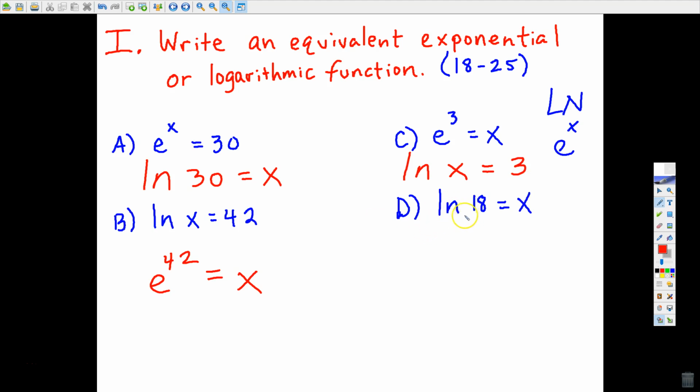Here's a natural log equation, so we need to write it in exponential form, but we got to use e as the base. E to the power of x is equal to 18. And that's a pretty good representation of what you're going to do on those problems 18 to 25. Change from log to exponential, vice versa. Remembering that natural logs mean base E. All right, do you have any questions so far?